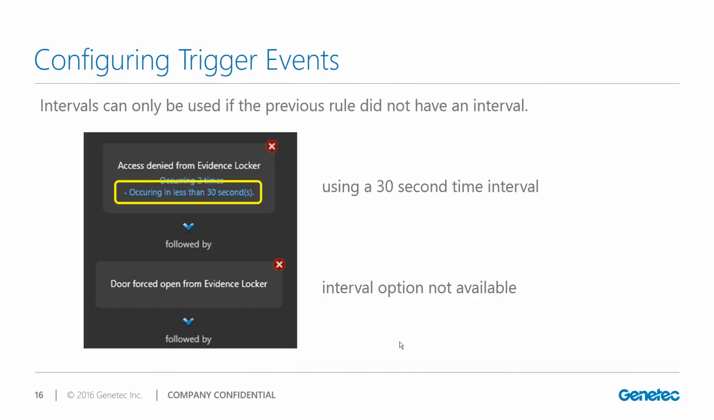Taking a look at intervals, there is a small limitation here, where we can only use an interval if the previous rule did not have an interval. So in our example that we're looking at, we had a 30-second time interval set up on the first rule. So that means on the second rule, we don't have that option available. It will be grayed out if we try to activate it.